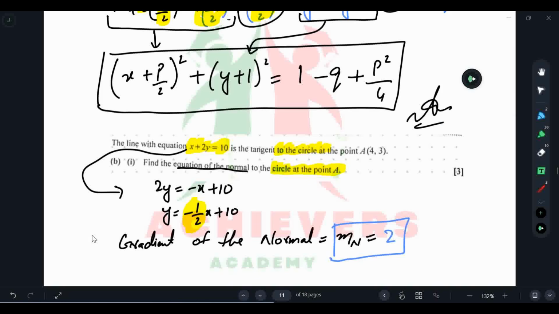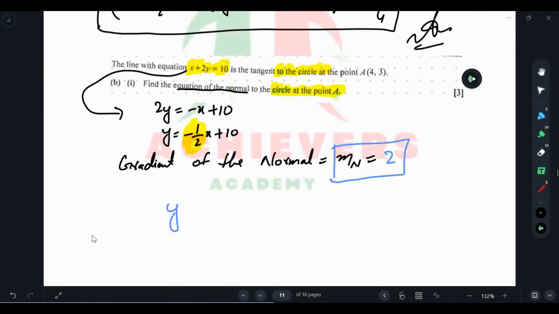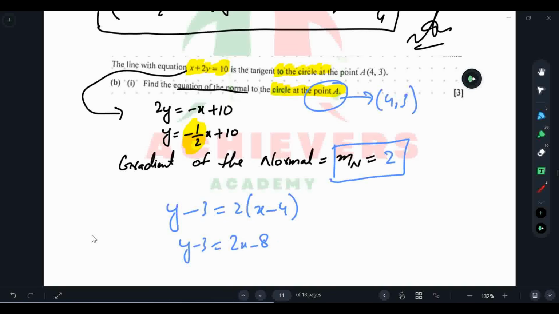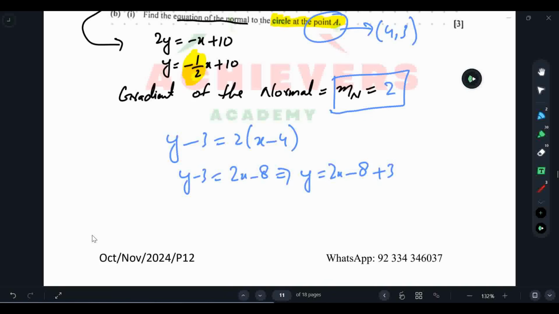Now we can use y minus y1. We know that the coordinates of point A will be 4 and 3. So y minus 3 is equals to 2 into x minus 4. Now if we simplify it, this will be 2x minus 8, which will be y is equals to 2x minus 8 plus 3. So finally we will have y is equals to 2x minus 5. So this will be the final answer. I hope that the concept is clear. Let's move to the next part.